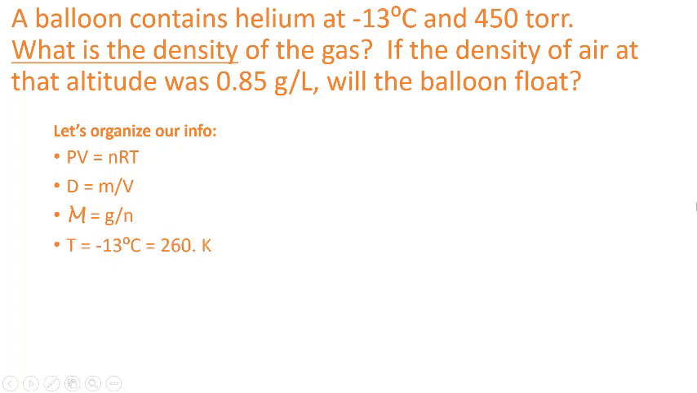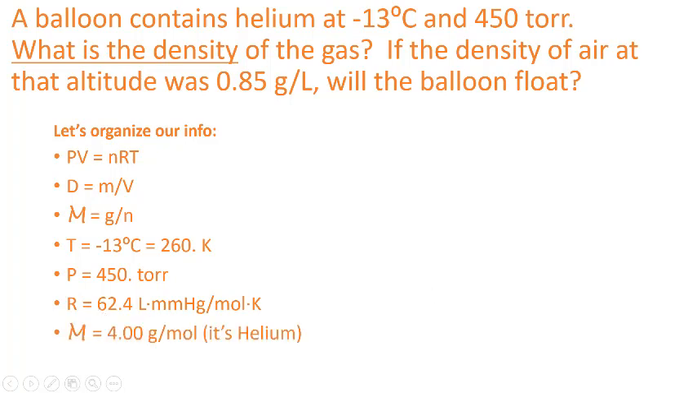Our temperature is negative 13 Celsius, which comes out to 260 Kelvin. Note the period there gives my Kelvin temperature 3 sig figs. My pressure is 450 torr. Notice the problem gave you a dot after the 0. That makes it 3 sig figs. I'm choosing the unit of R that matches my pressure unit. It gave us torr. Once again, torr is the same as mmHg, so I'll be using 62.4.